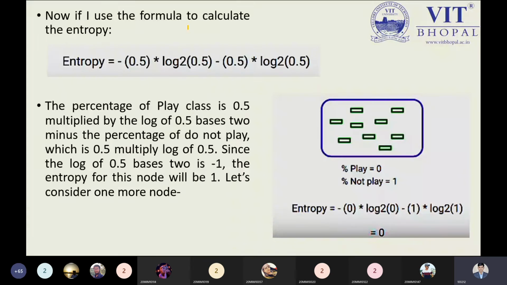Now, if I use the formula to calculate the entropy, what would be my formula? 0.25 into log base 2 of 0.25 minus 0.25 into log base 2 of 0.25. This is what we have used for the not play. Those who do not want to play, I've used this value over here. And for those who want to play, this is the value determined by the play part. This is the probability part of the play.